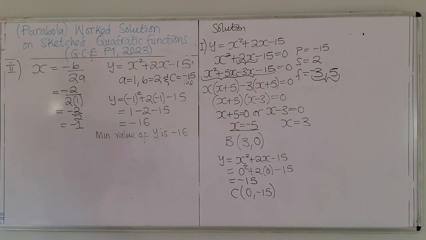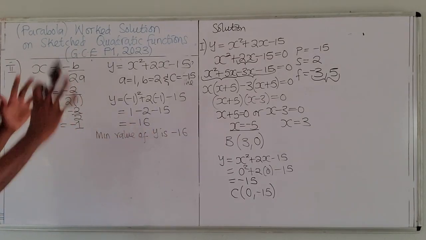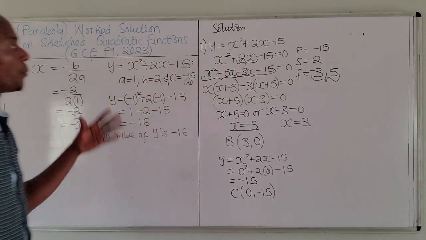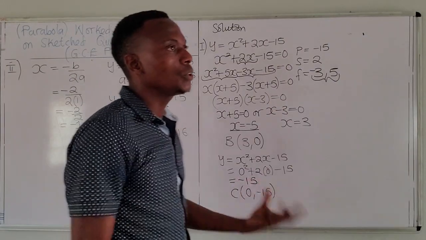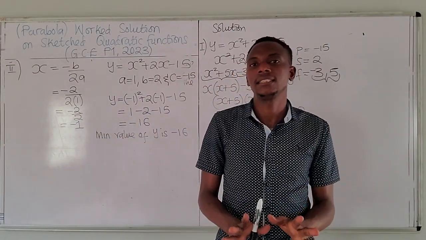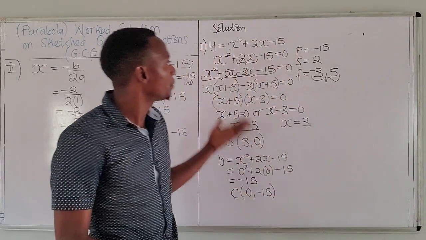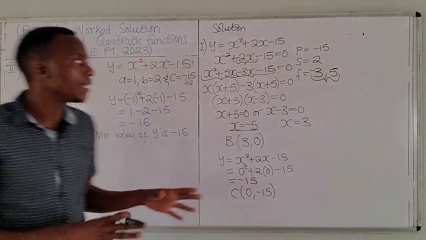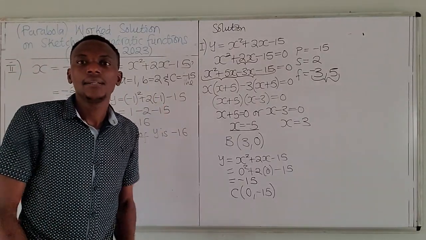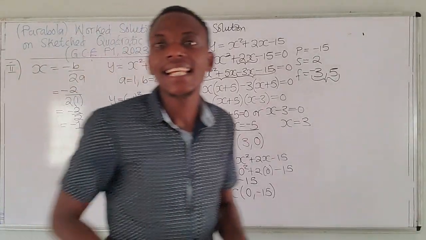If they asked us to find the minimum point, we would have just combined these to be a point, a coordinate. So this is how you work out any question in which the graph has already been sketched. I hope you have been able to enjoy and understand the key points which relate to this type of question.